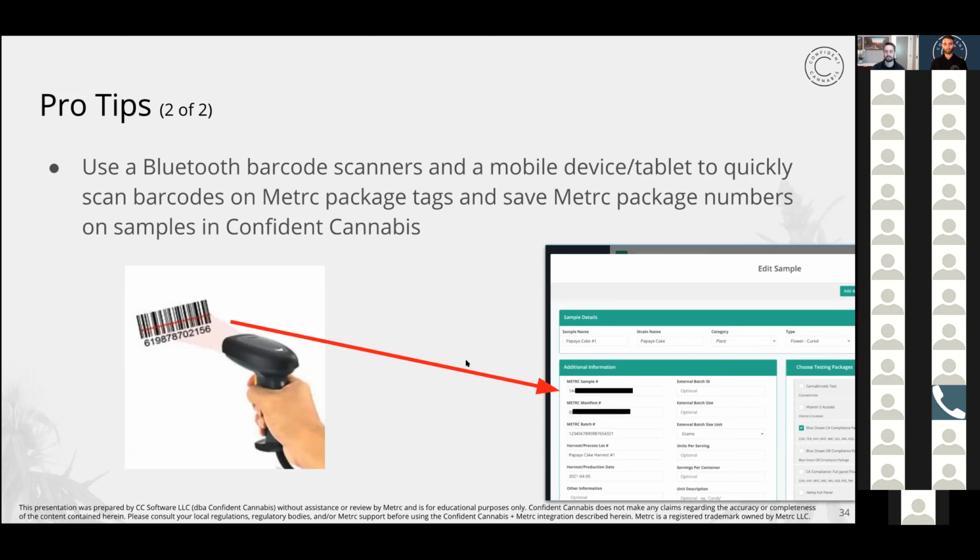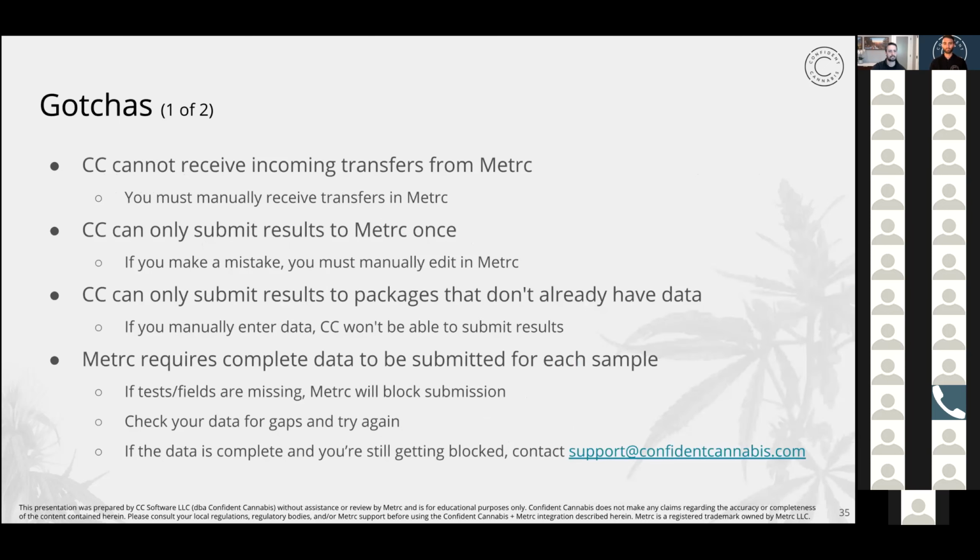Use a barcode scanner. They're like $70 on Amazon. They work with Bluetooth, and you can connect it to a computer or iPhone or anything you want. So do that. Right. Now the gotchas. These are things you want to look out for and be aware of.